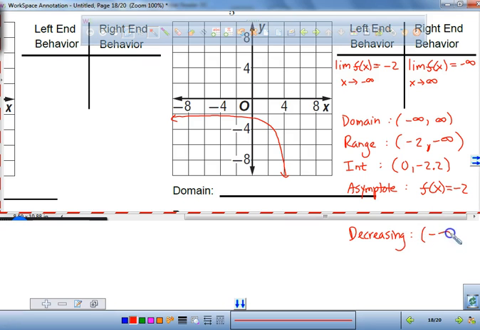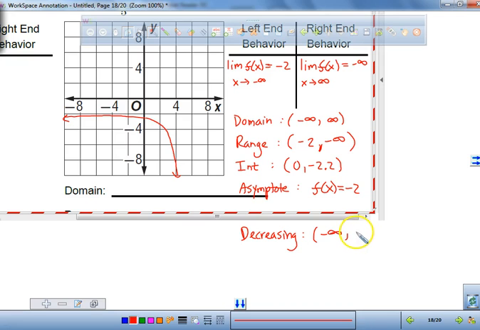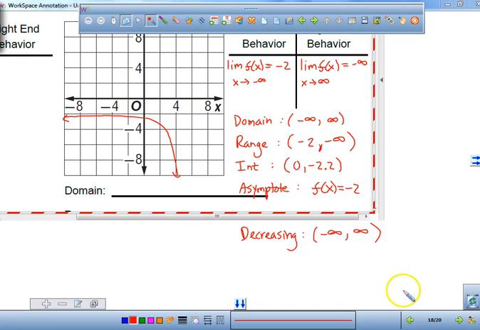It's forever decreasing. Hopefully this is not your bank account. Maybe one day. All right?